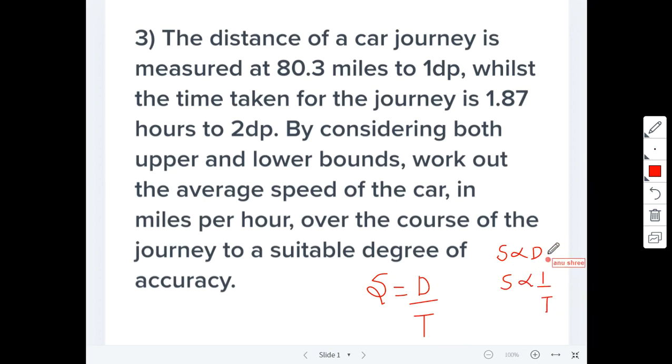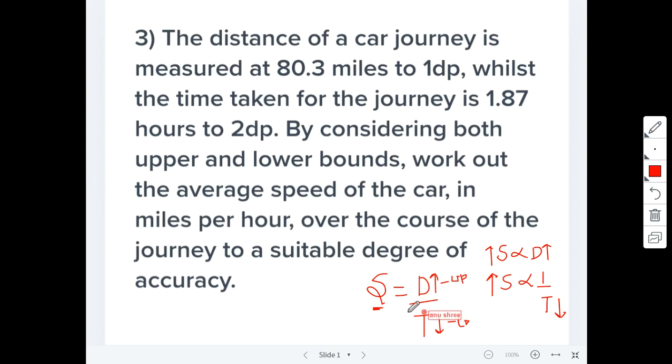If you increase distance, speed will increase. Is this clear? And if you decrease time, speed will increase. So ultimately, if you want to increase the speed, you have to increase the distance and decrease the time. Is this point clear? So that's why when you have to calculate the upper bound for speed, you have to calculate the upper bound of distance and the lower bound of time. Is this clear?